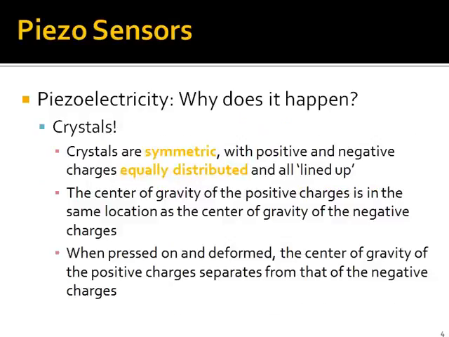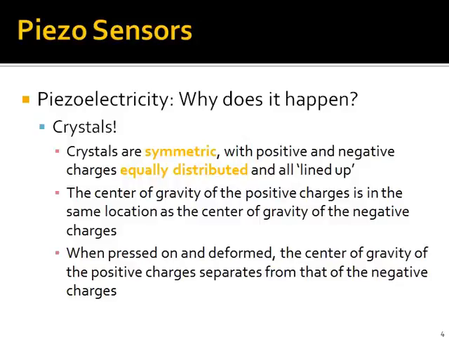So, why does piezoelectricity occur in the first place? This happens because of the crystalline structure of some materials. Crystals are units of material that are symmetric, so that the positive and the negative charges are equally distributed and they're all lined up. Because the charges are all symmetric, the center of gravity, or the center of mass of the positive charges, is in the same location as the center of gravity of the negative charges.